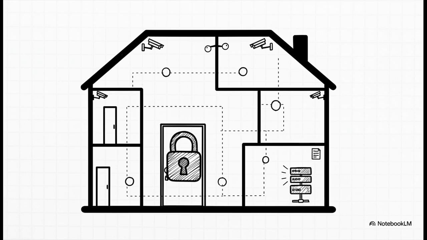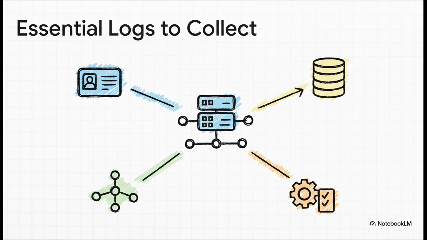The locks on your doors, that's your firewall, that's prevention. But logging, that's the whole network of security cameras and motion sensors inside the building that record every single thing that happens. It's the raw, undeniable proof of every action taken. And you can't just log one or two things. You need the whole picture.